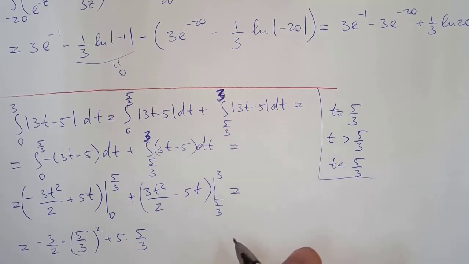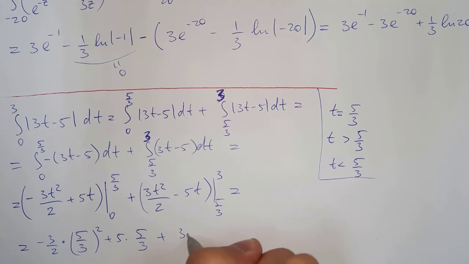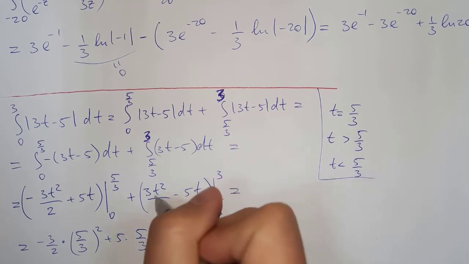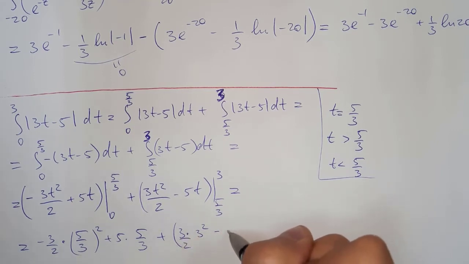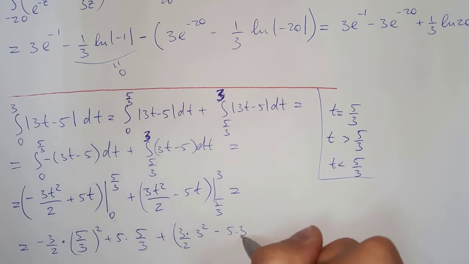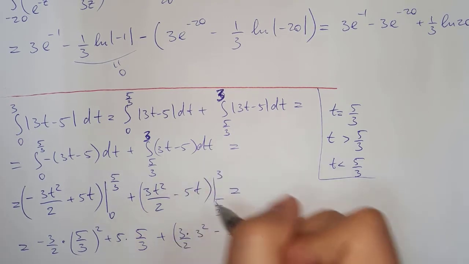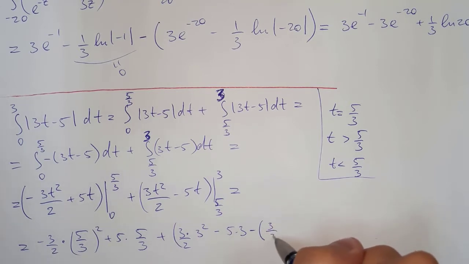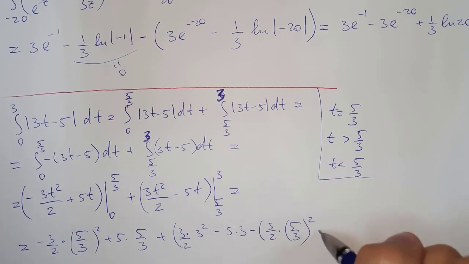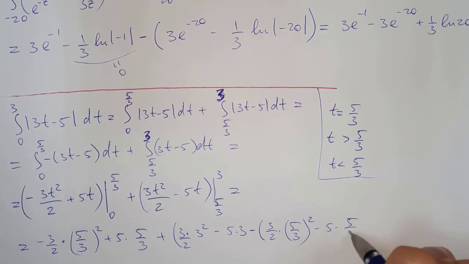Okay, now the next one is plus 3 over 2 times 3 squared. Yeah, firstly putting this, and the minus 5 times 3, then minus, let's put now the lower limit, so 3 over 2 times 5 over 3 squared and minus 5 times 5 over 3.